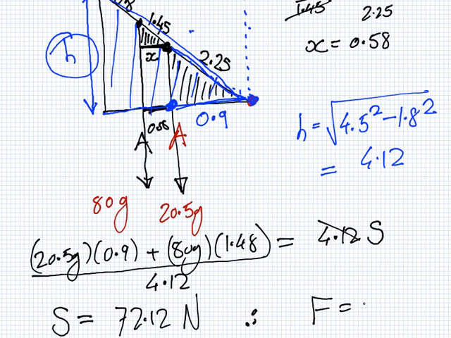.12 newtons, so F is 72.12 newtons. Is there more to this B2? No. Okay, so what's B3 about then?